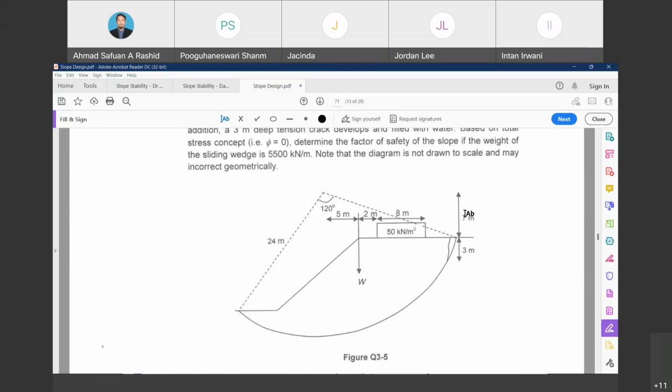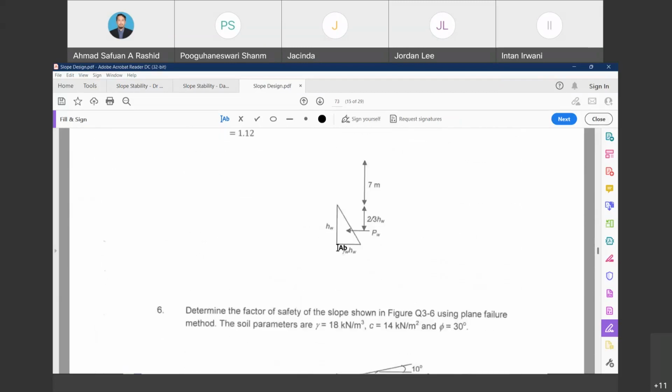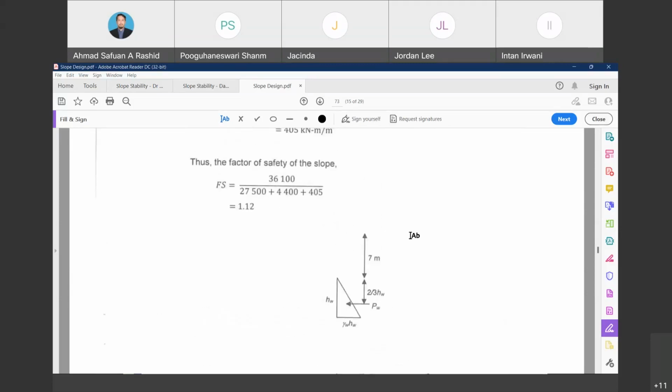The total YC is 7 plus 2/3 times the height of the tension crack, which is 3. Because for the triangular, if we measure from the top, it should be 2/3 of the height. If we determine from the bottom, it should be one-third of the total height. Normally for a retaining wall, we use the bottom of the triangular to get the moment, so it is normally 1/3. But for this case, we use the top of the triangular, so we use 2/3 of the height. So 7 plus 2/3 of the height, we obtain 9 for the YC.